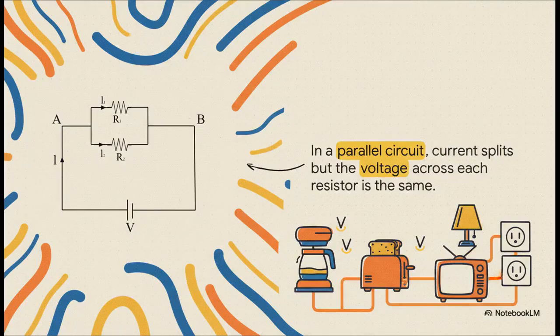And here is a perfect picture of a parallel circuit. You can see the total current leaves the battery, and then when it gets to that junction, it splits. Some of it goes through resistor R1, and the rest goes through R2.